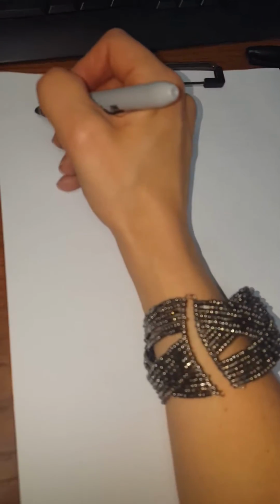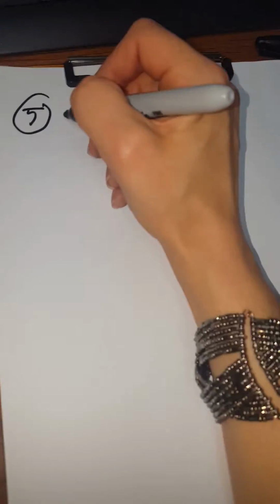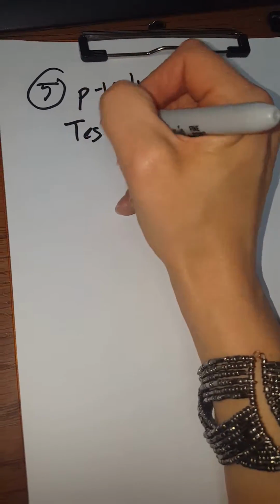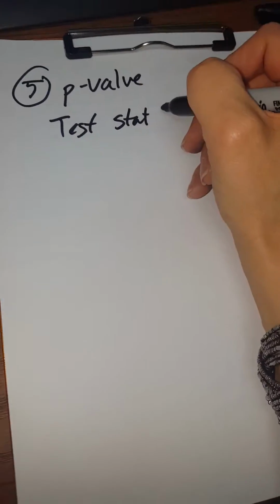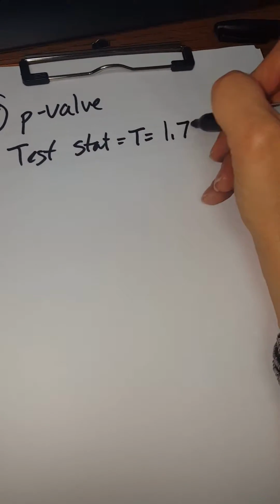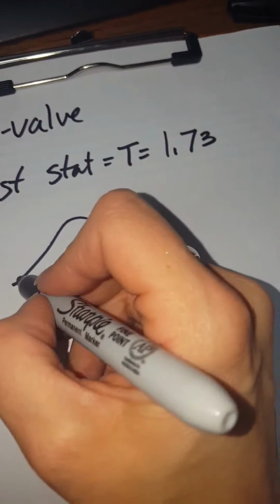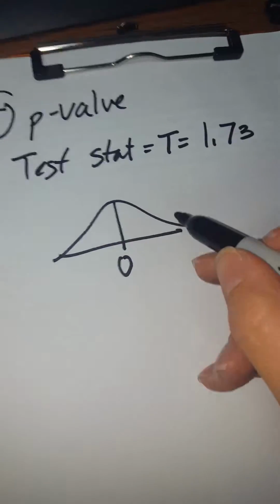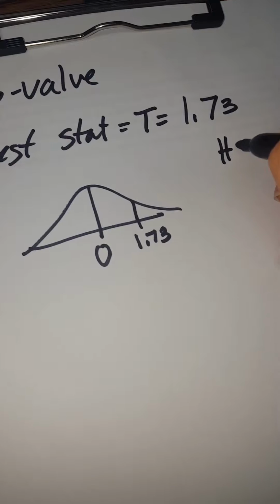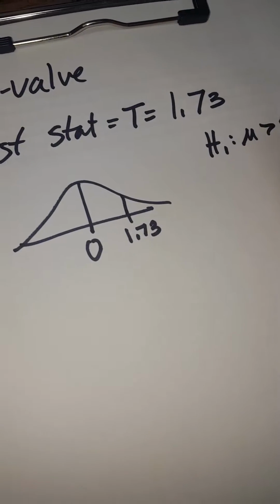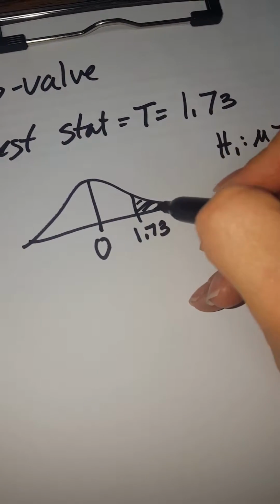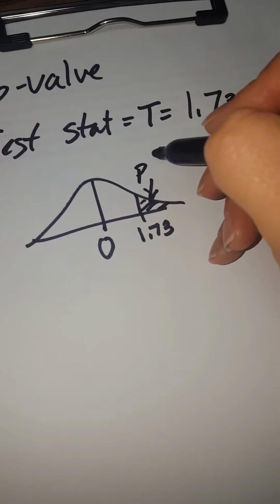All right, step 5 is to find our p-value. We just had a test statistic equal to 1.73. So if we consider the t-distribution, here's our test statistic. Because our H1 is that mu is significantly greater than 21, our tail is going to be to the right when we're looking for our p-value.